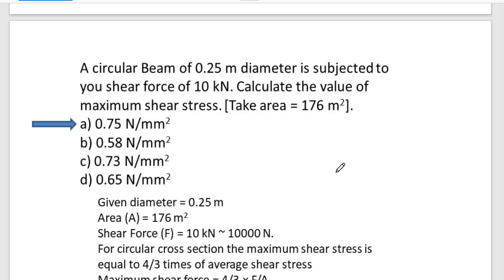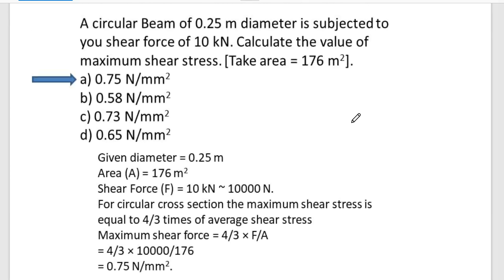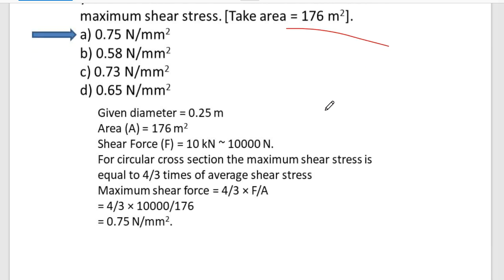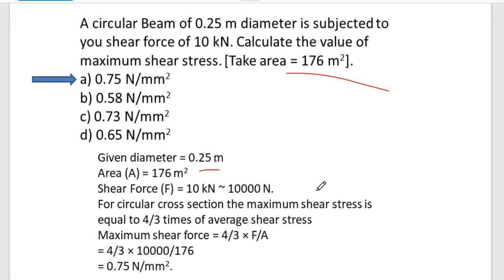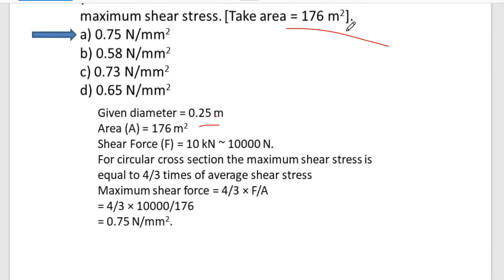Next, a circular beam 0.25 mm in diameter is subjected to a shear force of 10 kilonewton. Calculate the value of maximum shear stress. The diameter is given, so the area is given. We know for a circular cross section the maximum shear stress is 4/3 into the average shear stress, that is force per area. Force is given as 10 kilonewton, so in newton it is 10,000 Newton divided by the area of 176 meters square. Ultimately we have to do proper unit conversion and we will get 0.75 Newton per mm square. Option A is correct.